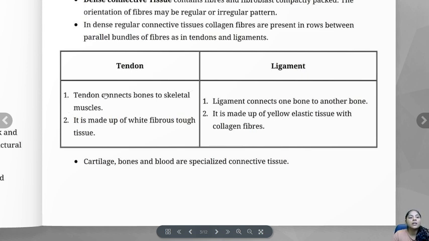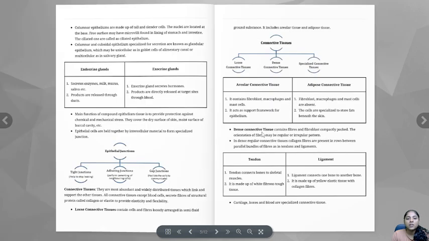The tendon connects bone to skeletal muscles. So the tendon tissue will connect the bones to the skeletal muscles, to the muscle cells, and it is made up of wide fibrous tough tissue. Then the second one is ligament. The ligament will connect a bone to another bone, and it is made up of yellow elastic tissue with collagen fibers.